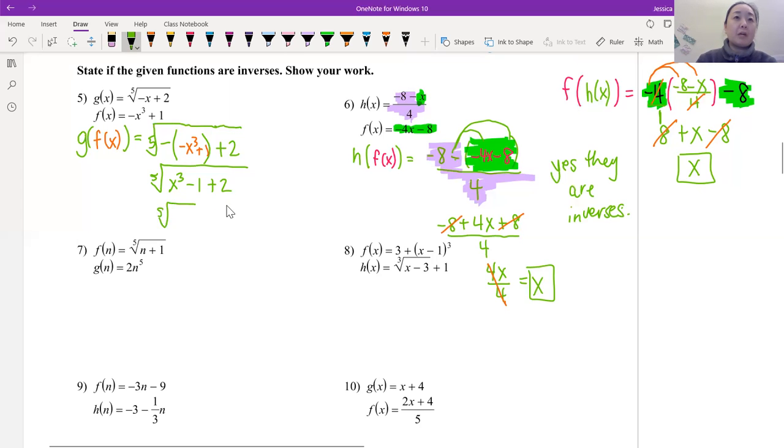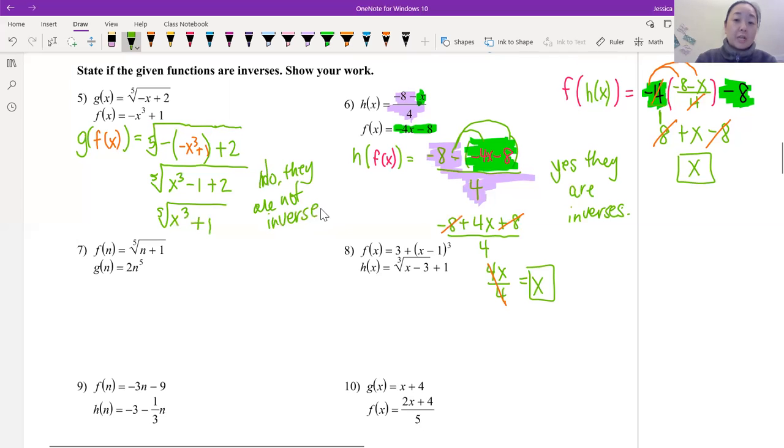I go fifth root of x cubed plus 1. And this is like, okay, there's nothing more for me to simplify. This is pretty much as simplified as it's going to get. So we're like, okay, yeah, that's it. So that's definitely not just x. We still have some operations to go. They didn't cancel each other out. So we're like, no, they are not inverses. This should probably be like a capital N.